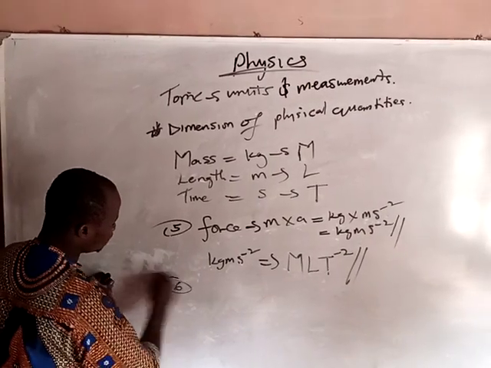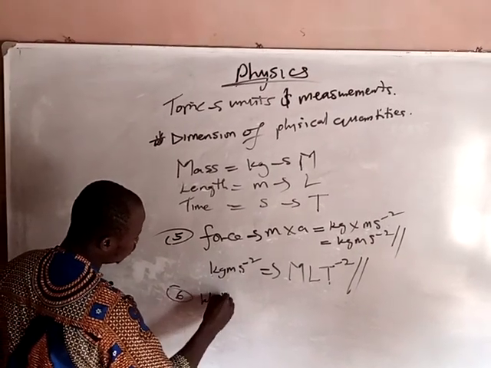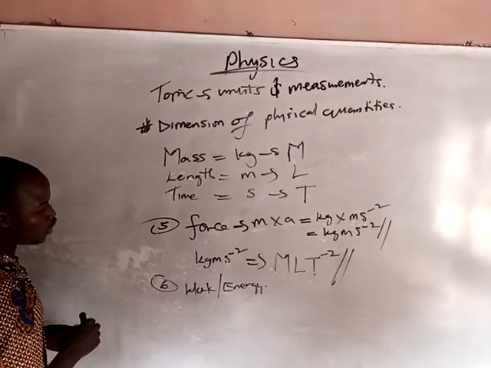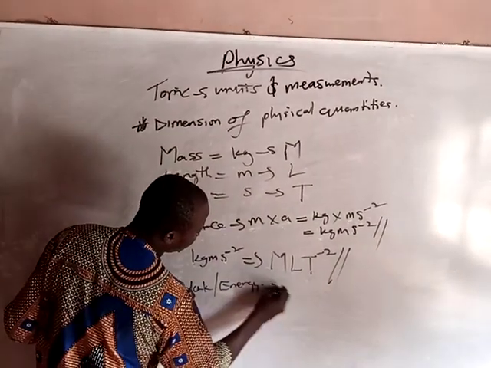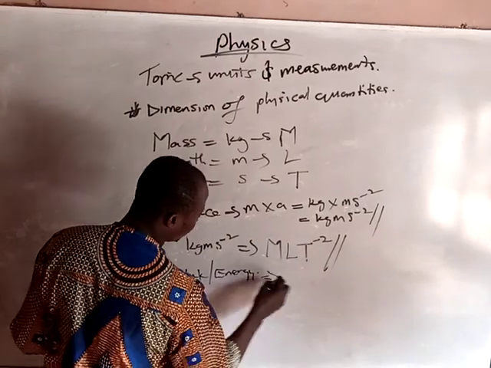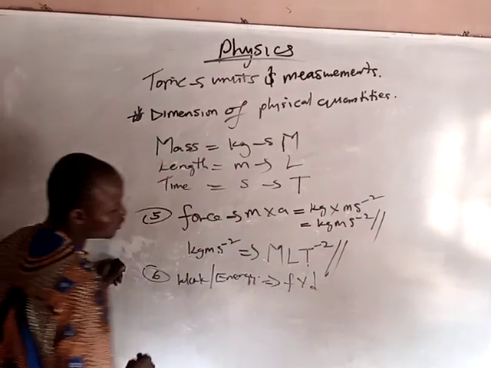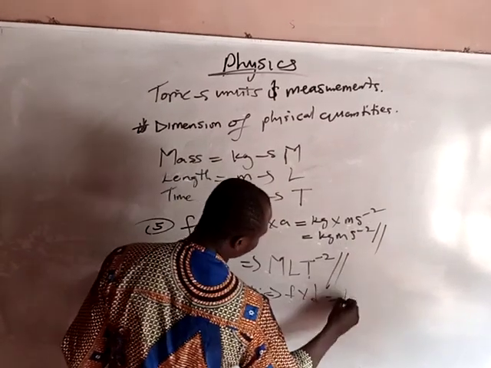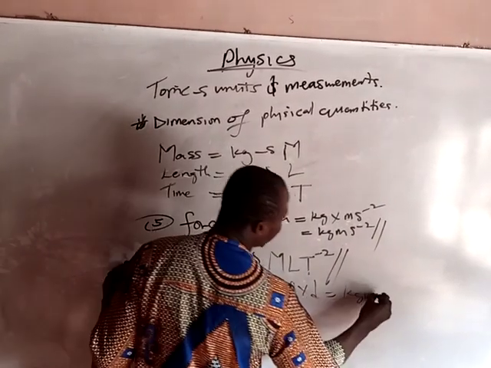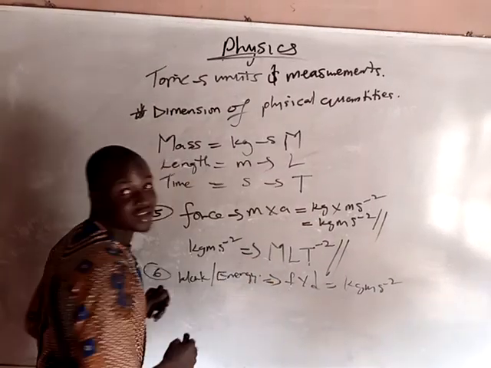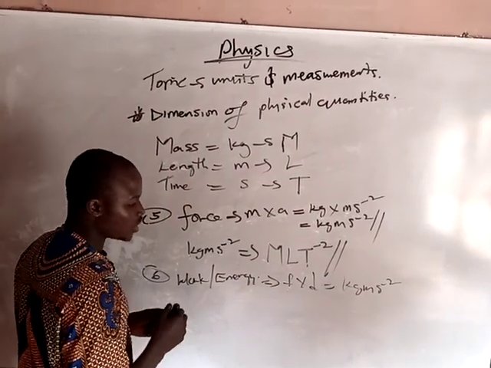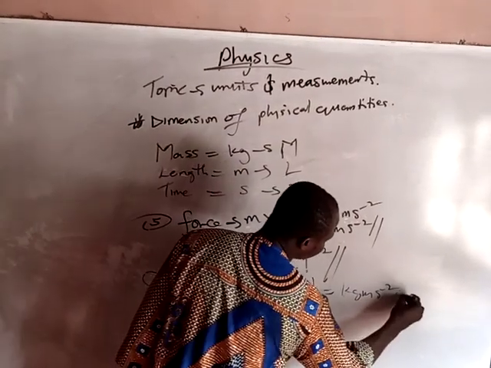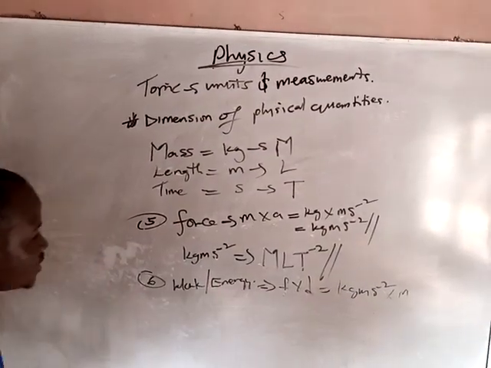Let's talk about number 6, work or energy. Dimension of work or energy. What is the formula for work? Force times distance, right? Yes. Now, don't forget that force is kilogram meter per second square. Is that clear now? Kilogram meter per second square times distance. Distance is meter. Don't forget that.